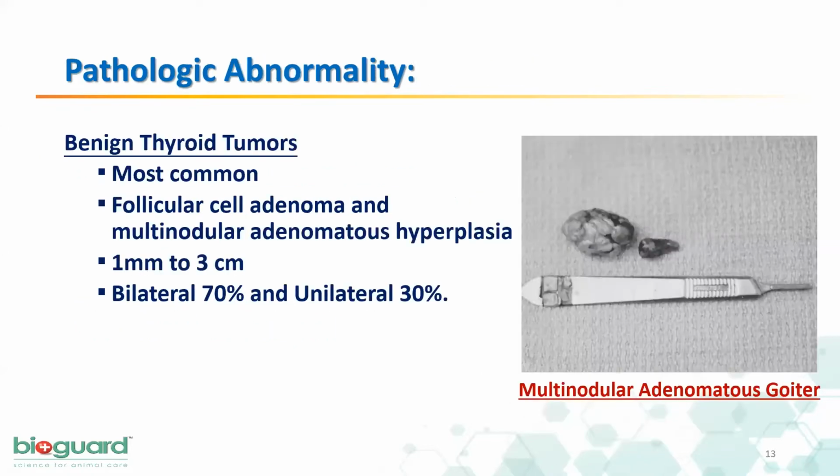Here you can see the benign kind of tumor, which is the most common case in hyperthyroidism, where a follicular growth can be from 1 mm to 3 centimeters. And also it can be bilateral or unilateral. Bilateral means both lobes of the thyroid gland will have follicular cell growth, which is 70% of the cases. And 30% of the cases will be unilateral, where only one lobe of the thyroid gland will have multiple follicular adenoma.